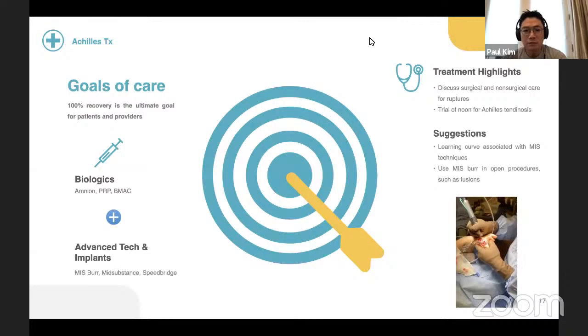Now, my suggestion for people watching this video is that there is a learning curve associated with the MIS technique. One of the easiest things you can do to acclimate to using the burr is use it for open procedures, such as fusion. So in this case, this is me fusing a first MTP. And this is actually how I really learned to use the MIS burr. I would use it in an open setting to remove the cartilage from the metatarsal head. So it's a gradual learning process.